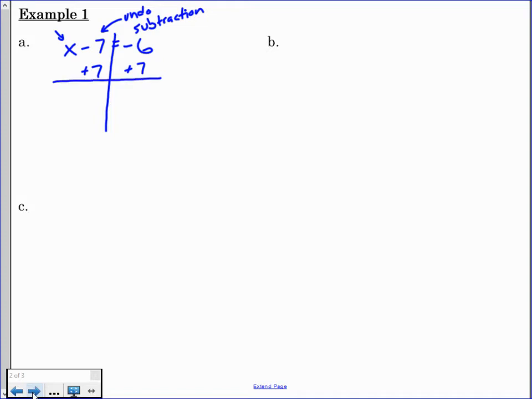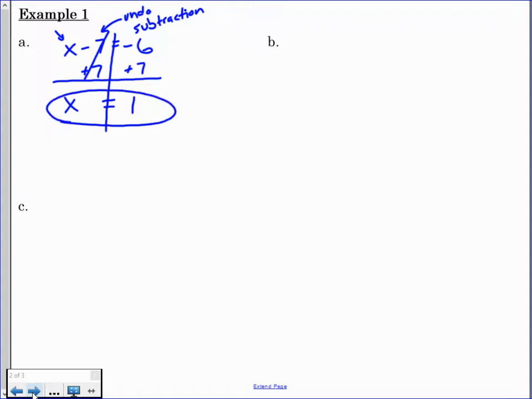By adding 7 over here on the left, it's going to undo the subtraction of 7. Okay? So that's going to leave me with my x by itself. And my solution is whatever negative 6 plus 7 is. Negative 6, think of negative 6 on a number line, you're moving up 7 units. That's going to result in an answer of positive 1.